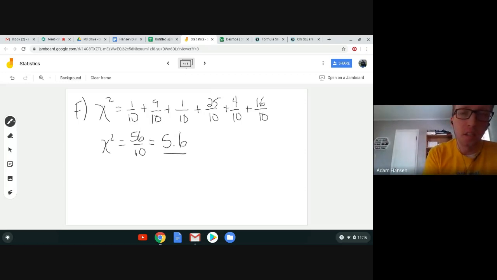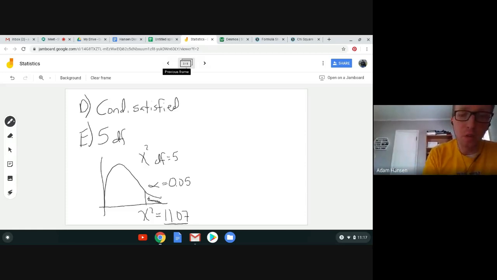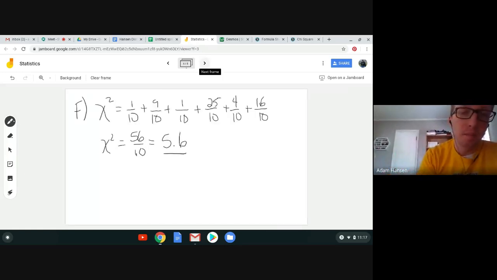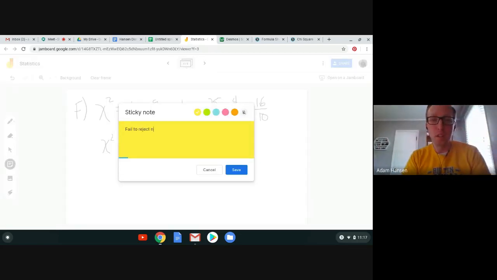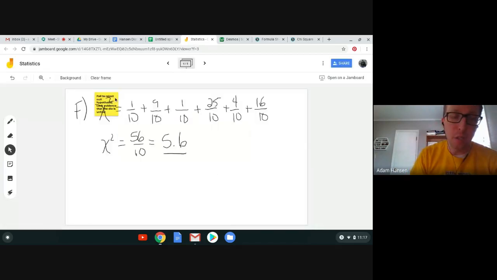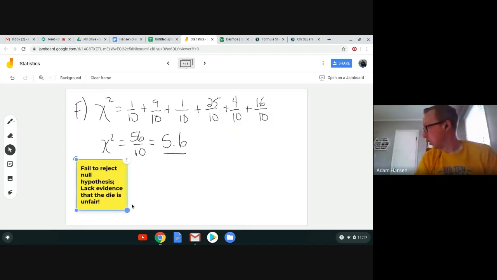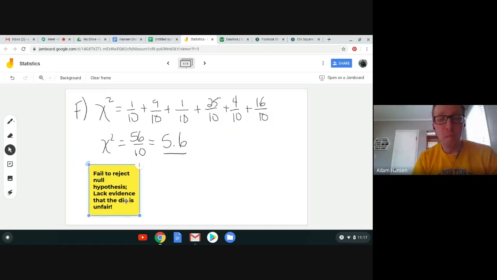Compare this test statistic back to our critical value. Is 5.6 more extreme than 11.07? Certainly not. So we are going to fail to reject the null hypothesis. We lack evidence that the die is unfair. Any difference from what we should be rolling, like the fact that I got 15 4's, is just normal variability.